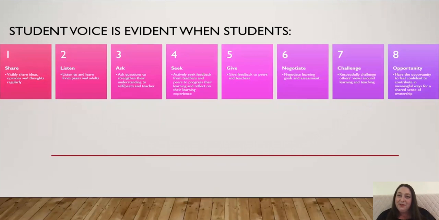So remember, it's not just from teachers. We're going to bring this notion of peers together and reflect or evaluate their learning experiences. They will be giving feedback to peers and also to teachers, negotiating learning goals and assessment. So this doesn't mean that what they say goes. It means that under the context of a very strong clarity of instructional practice, they're able to negotiate their goals and assessment.